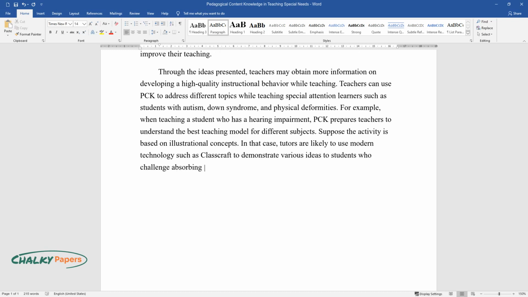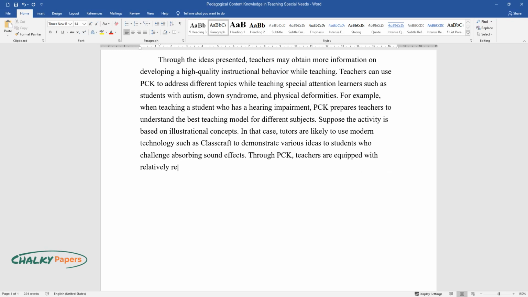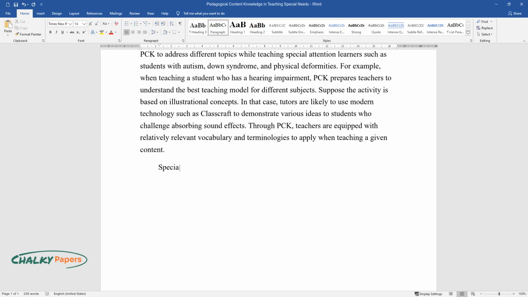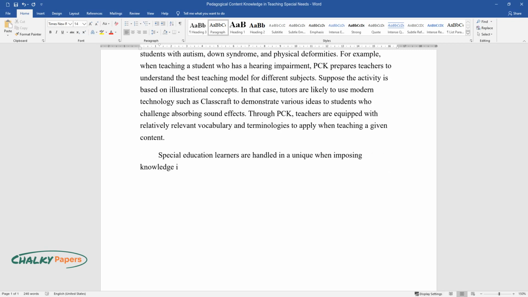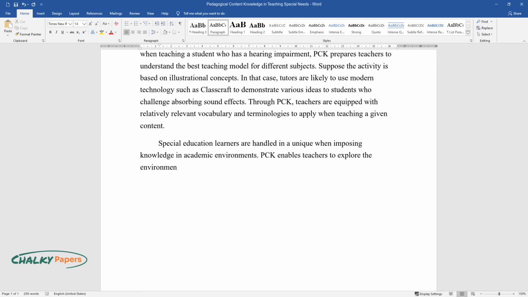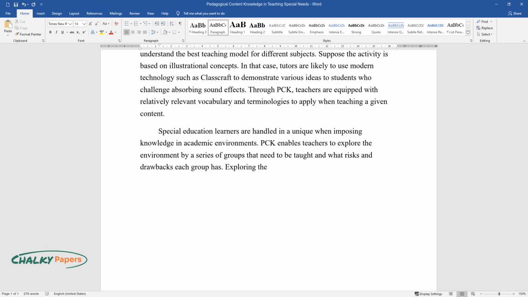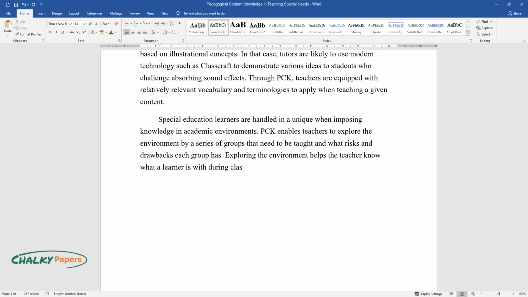challenge absorbing sound effects. Through PCK, teachers are equipped with relatively relevant vocabulary and terminologies to apply when teaching a given content. Special education learners are handled in a unique way when imposing knowledge in academic environments. PCK enables teachers to explore the environment by a series of groups that need to be taught and what risks and drawbacks each group has. Exploring the environment helps the teacher know what a learner is dealing with during classwork.